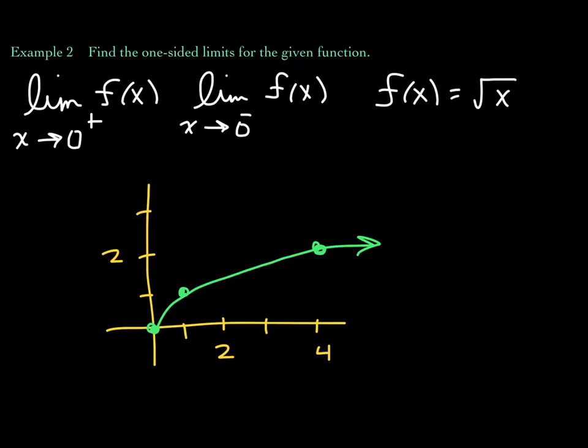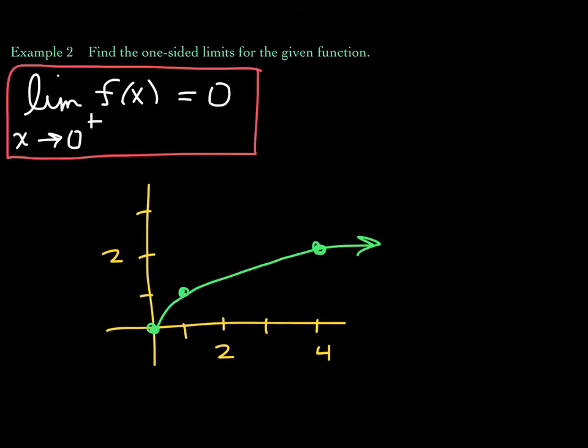Okay, here is our graph, and let's go for the first one here, the right-hand limit. x approaches 0 from the right. So here it is, x is approaching 0 from the right, and your function values are approaching 0. So the right-hand limit is equal to 0.